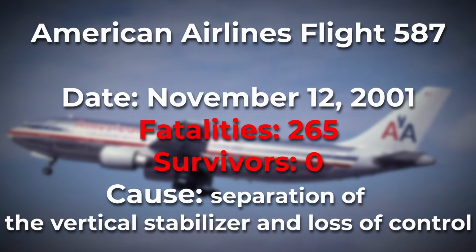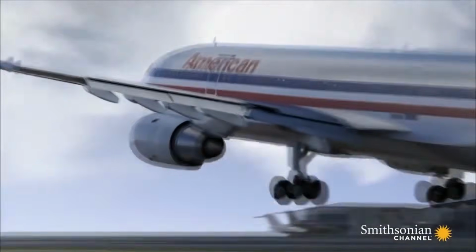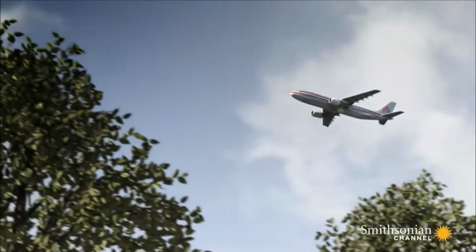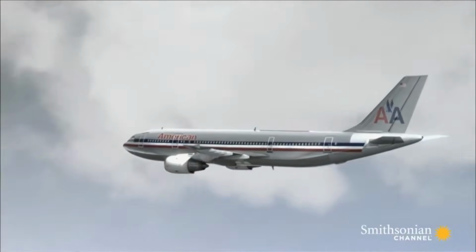Now, let's start off with American Airlines Flight 587 and get deadlier with every crash. The plane crashed following pilot error due to poor training, causing separation of vertical stabilizer and loss of control, leading to 265 fatalities and no survivors.